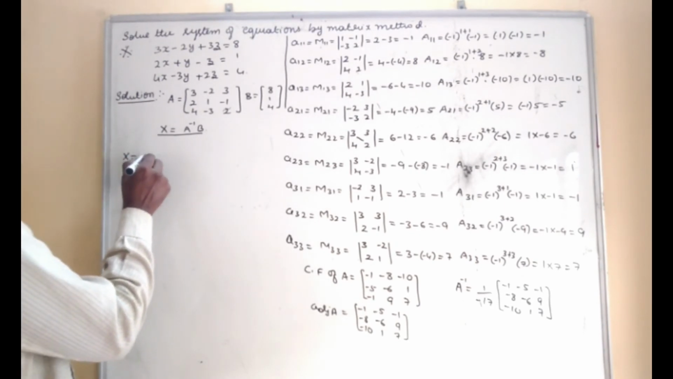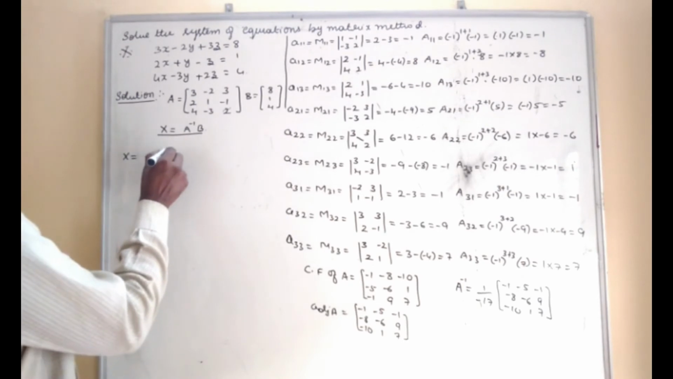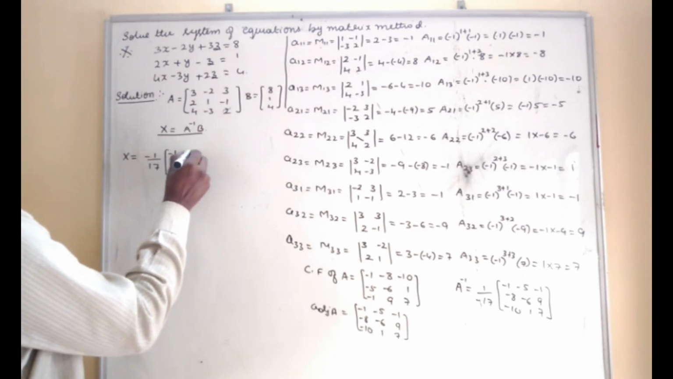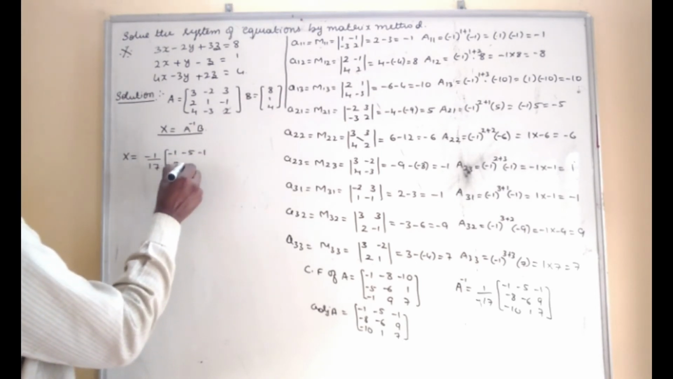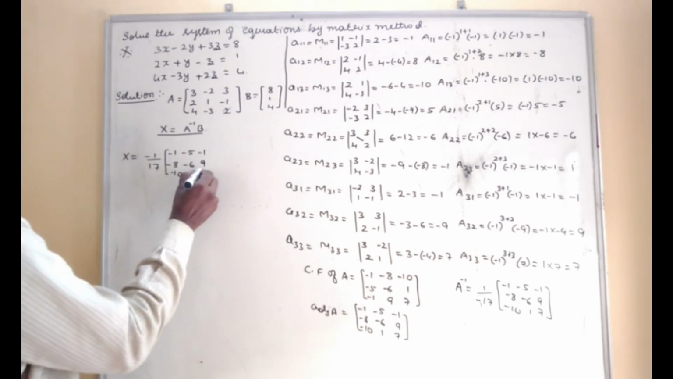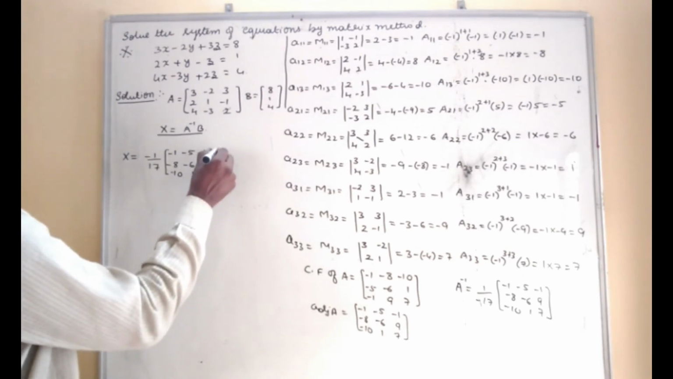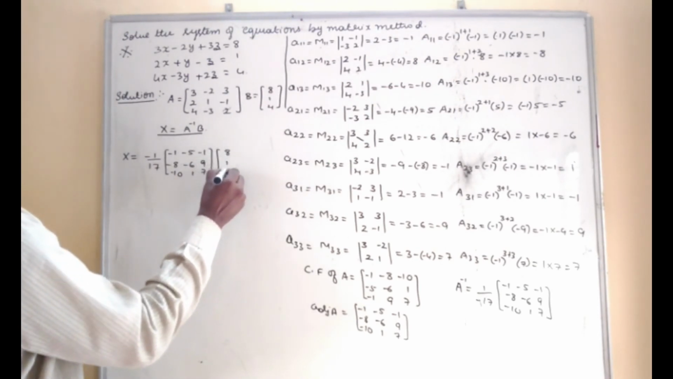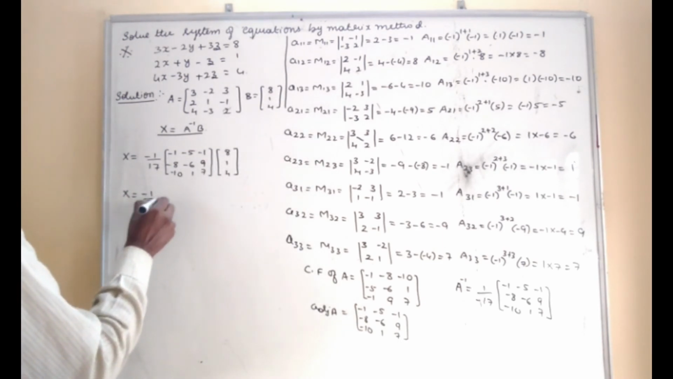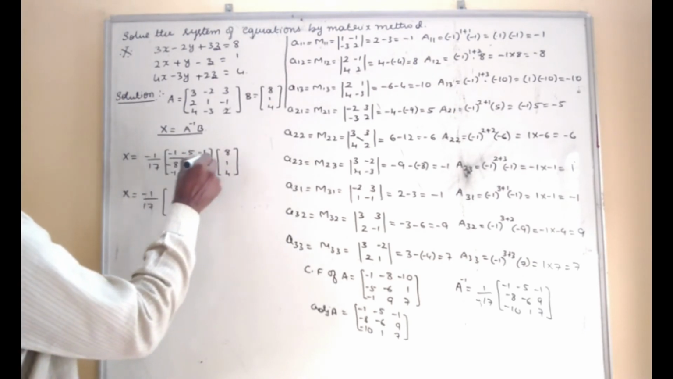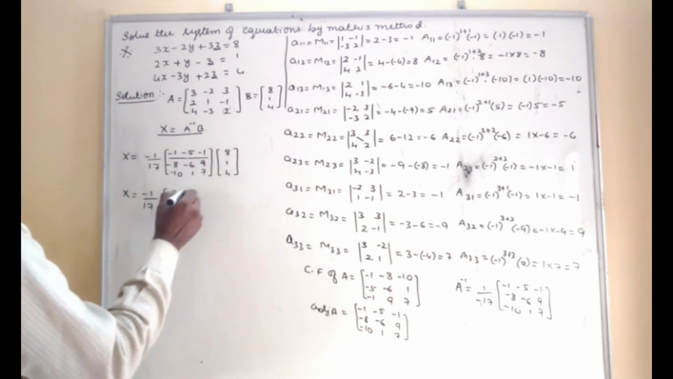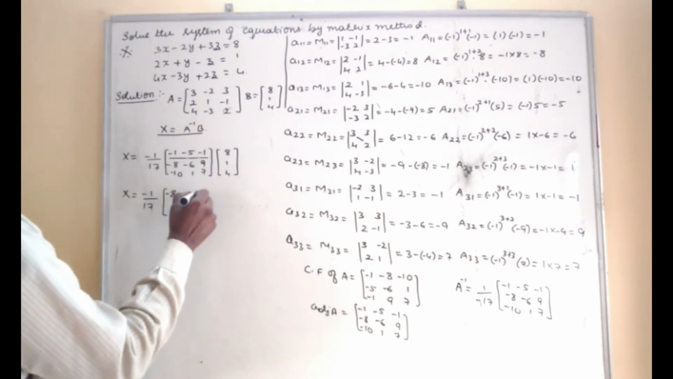A inverse means minus 1 by 17 into minus 1, minus 5, minus 1, then minus 8, minus 6, 9, then minus 10, 1, 7, then into B. B is 8, 1, 4. So x is equal to minus 1 by 17. Multiply first row with this: minus 1 into 8 is minus 8, then minus 5 into 1 is minus 5, then minus 1 into 4 is minus 4.